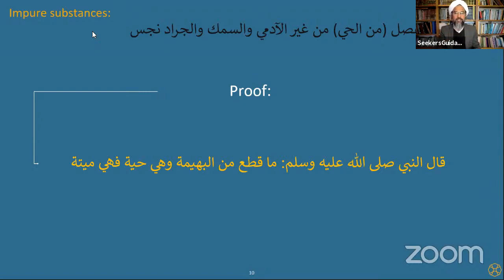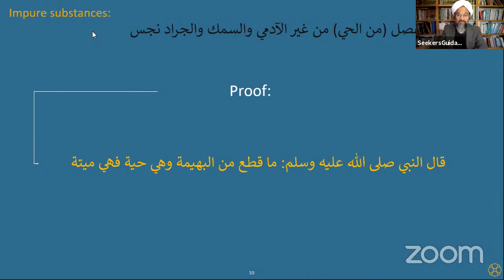Somebody, for some reason or the other, Allah forbid, approaches an animal and the animal is living and they chop off a leg. What is the status of that particular leg that has been detached from a living animal? Min ghayr al-adami, from other than a human being, wa samak, and a fish, wa jarad, and locust, obviously, najisun. What is the ruling regarding that? Najisun, it is considered to be impure.